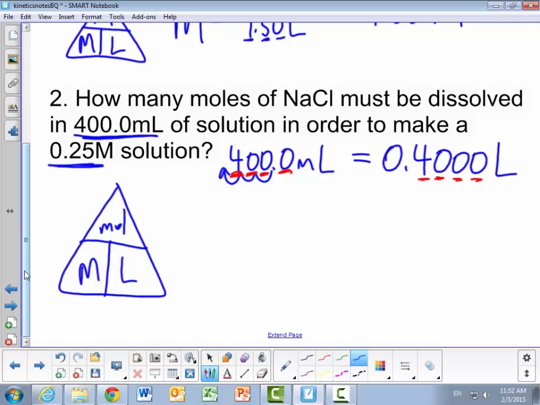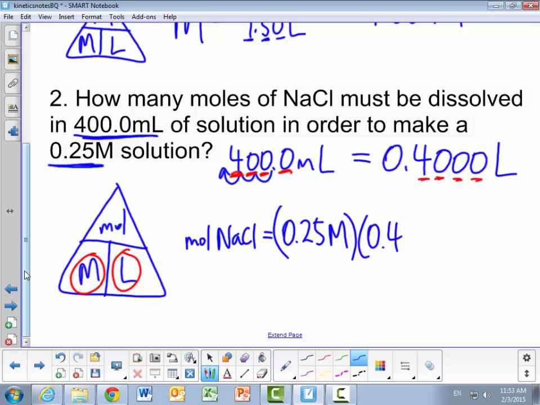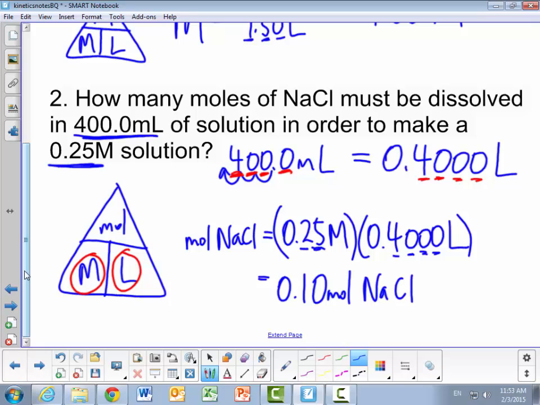Now here we have liters and we have molarity. So if we multiply them together, we will get moles. So moles of NaCl equal the molarity of the NaCl times the liters of solution. And when I multiply those two together, I have 2 sig figs and 4 sig figs. So I only get 2 sig figs in my answer, and it's 0.10 moles of NaCl.